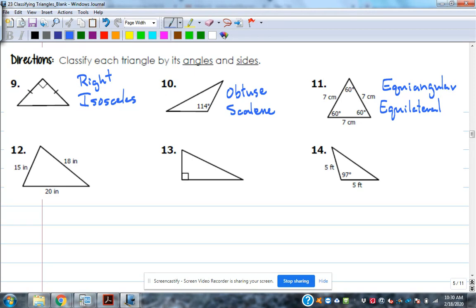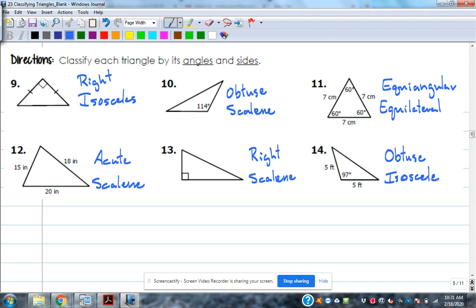Number 12. Acute scalene. Good job. 13. Yeah, no marks there to tell us any of the sides are the same, so we've got to assume that they're different. Scalene. 14. Obtuse isosceles. Good job. Easy stuff.